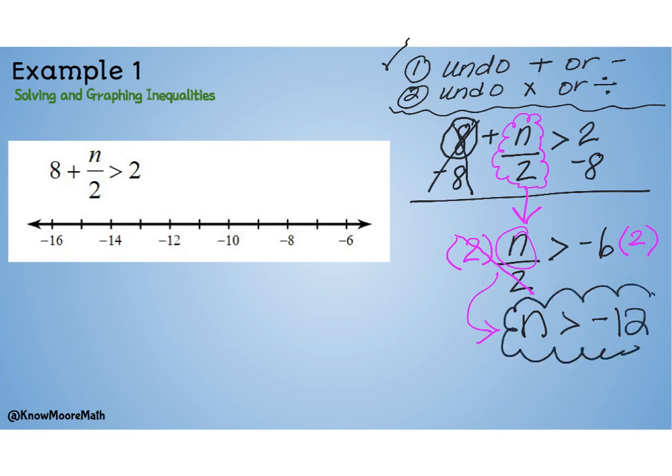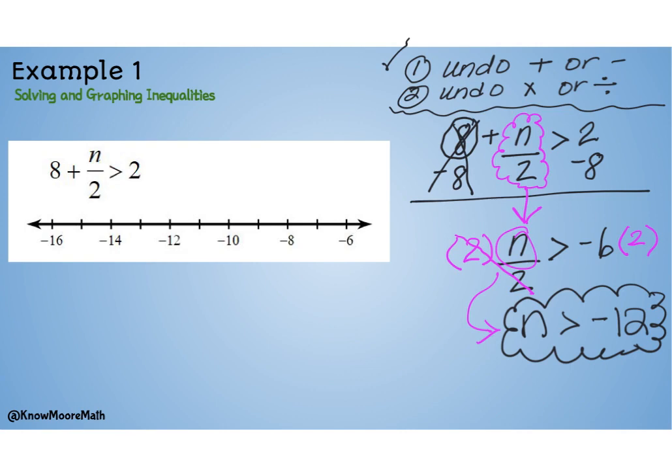Now, I did not need to flip the inequality symbol because recall, the rule tells us that we only flip it if we multiplied or divided by a negative number. Well, we multiplied by positive 2, so it was not necessary. Now I'm going to need to go over to my number line and plot the solution set.